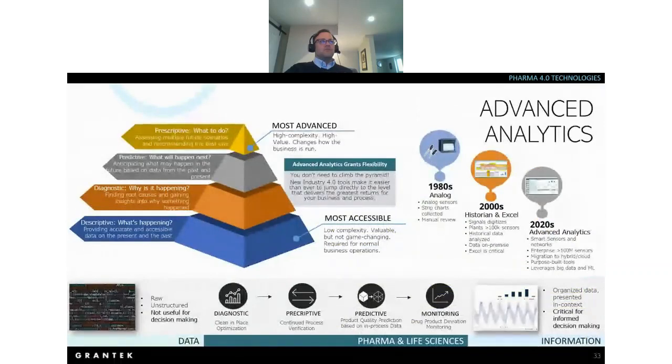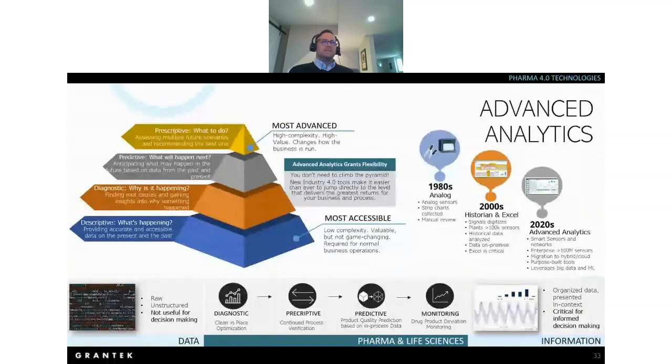Next, we'll move into the world of analytics and AI. We'll start with advanced analytics. Advanced analytics is the conversion of raw, unstructured data into organized, in-context information that is crucial for informed decision-making. Analytics exists in a multitude of flavors and degrees, from descriptive, or describing what has happened in the past, all the way through to prescriptive, recommending a course of action for the future.